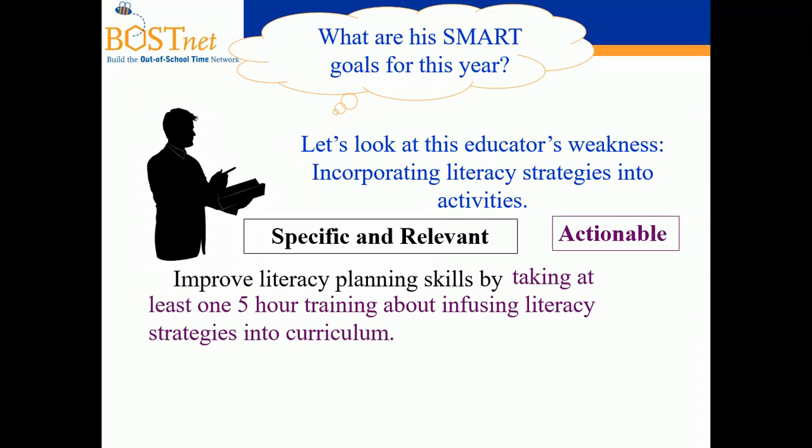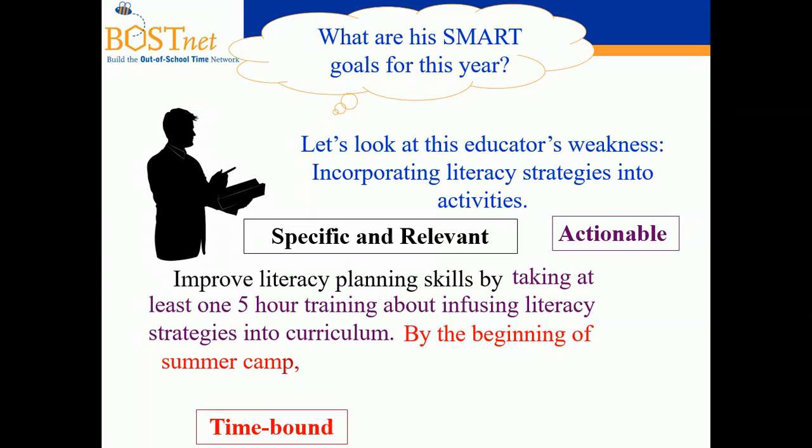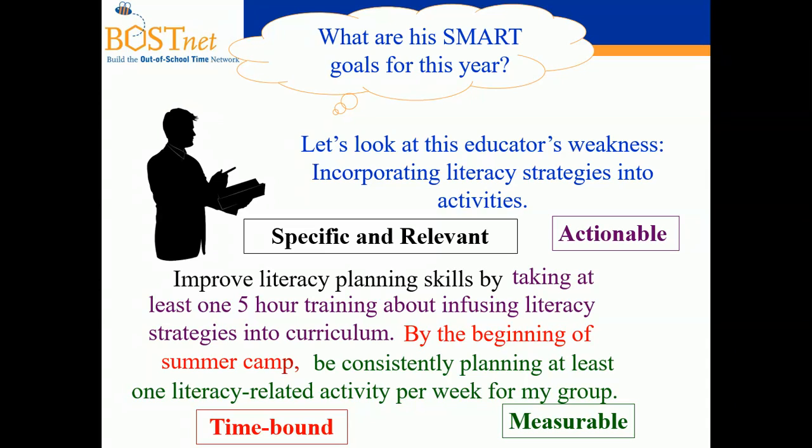To make it actionable, this educator identifies that he would like to take at least one 5-hour training about how to infuse literacy strategies into the curriculum. So that's an action that he can take to achieve and improve his literacy planning skills. Next is time bound. So by the beginning of summer camp, the one area that I would say to improve on here is what year is this summer camp occurring in? And then to make it measurable, he wants to be consistently planning at least one literacy related activity per week for his group. So you see the level of specificity increases as you are able to incorporate specific, measurable, actionable, relevant, and time bound goals.